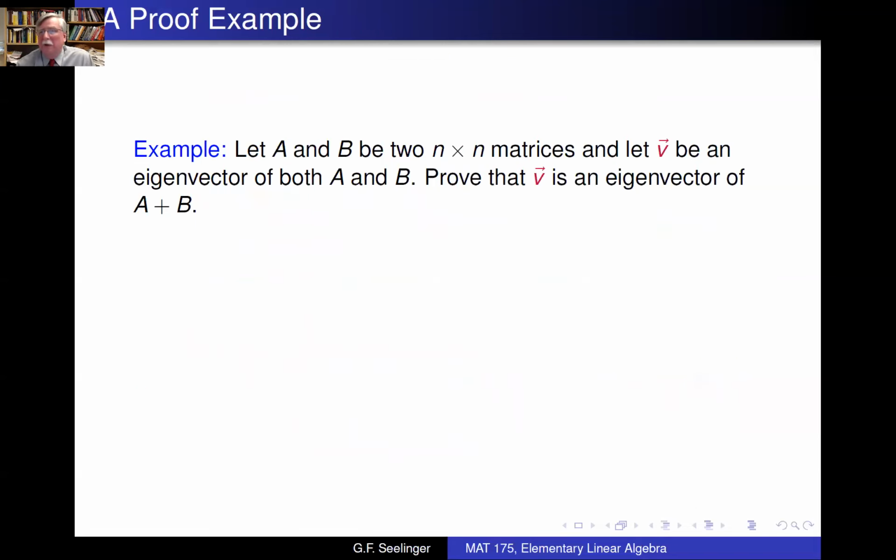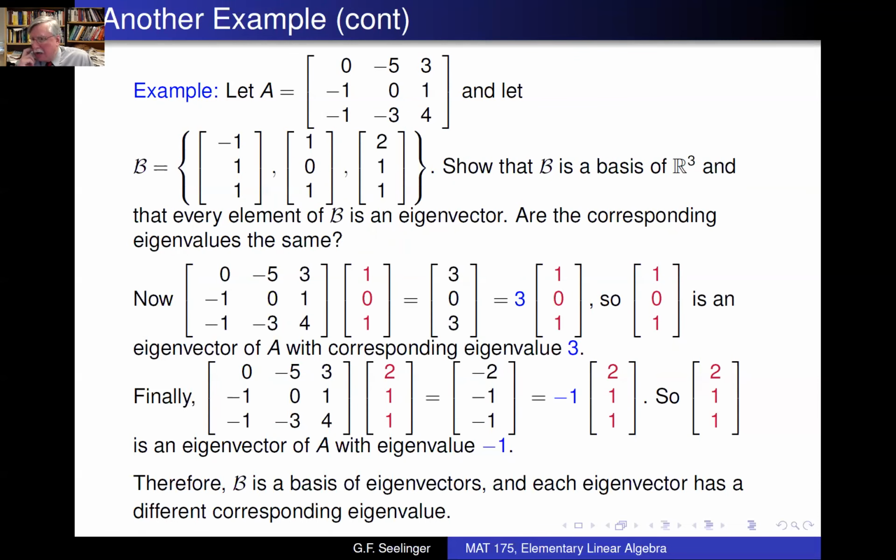So let's do a proof example. Actually, let me go back for a minute. So I've got a basis of eigenvectors, and one of the things we're going to be interested in a little bit later on is saying, okay, why don't we use this basis to form B coordinates in R3 when working with this matrix A, and what happens there. And we'll get into the details on that in section 5.3. Okay.